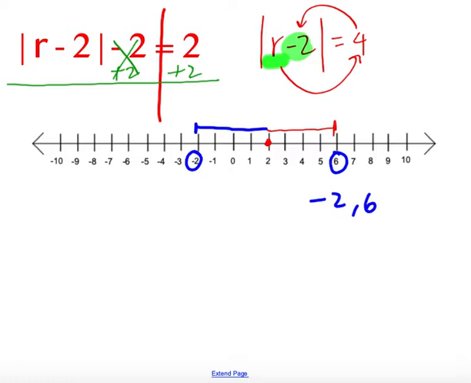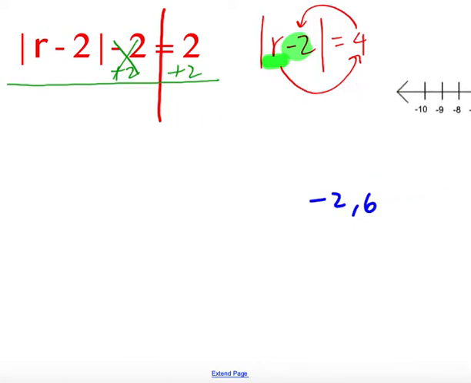Now, here's where we're going to show you that if you don't have a number line in order to do this, or if you end up with an equation that's more complicated than something like this, I'm going to show you how to do this without the number line. So let's say we have, back here to our original equation, r minus 2 in absolute value equals 4. Here's how we're going to set this up.